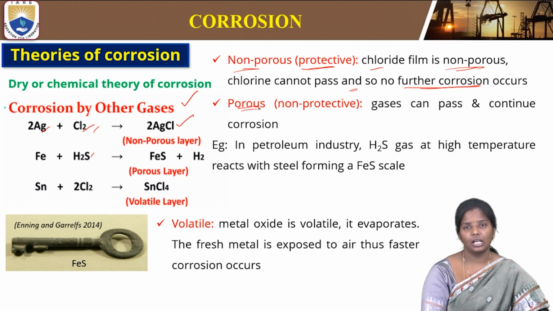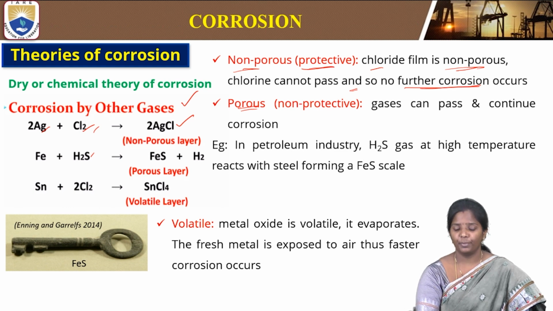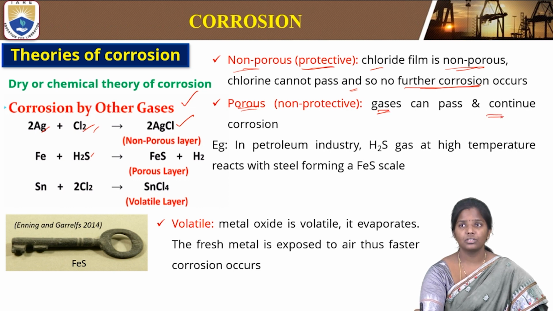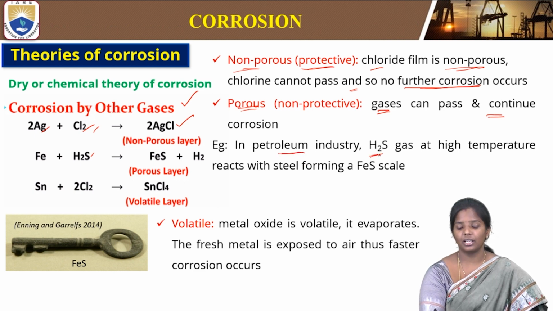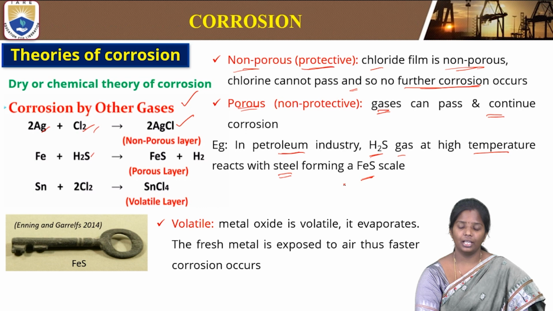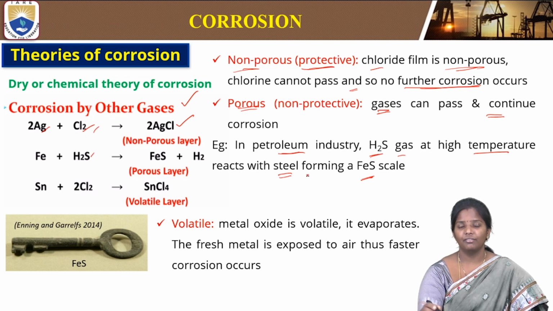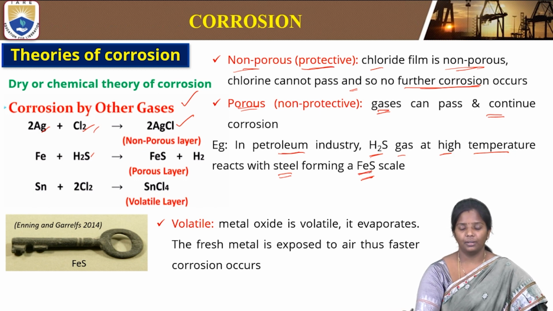So if it is porous, what happens? Again, a non-protective layer forms, with gaps or spaces for the gases to pass, and the gases will pass and continue the corrosion. For example, in the petroleum industry, hydrogen sulfide gas passes at high temperature and reacts with steel, forming iron sulfide scale. So when steel is used in the industry along with hydrogen sulfide gas, we should be careful in handling both of them together, because at high temperature it will react with the steel and form iron sulfide scale. Scale is nothing but a deposition layer.